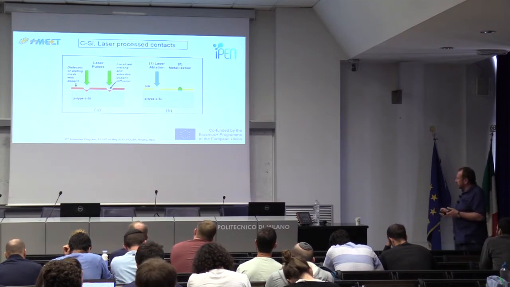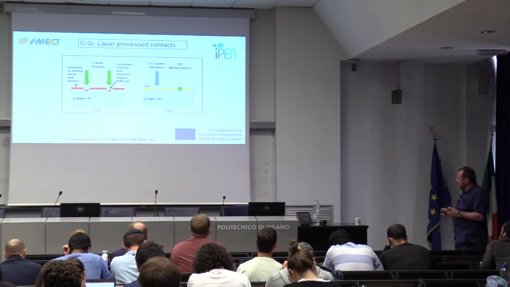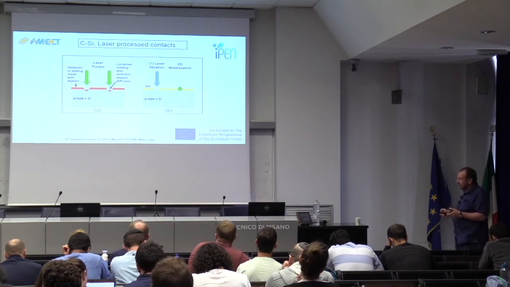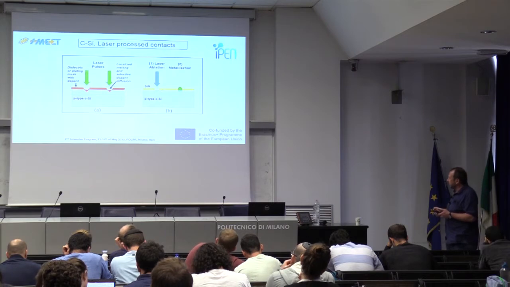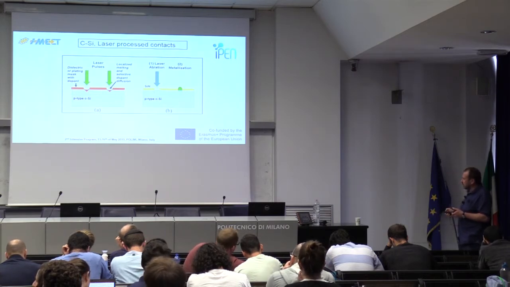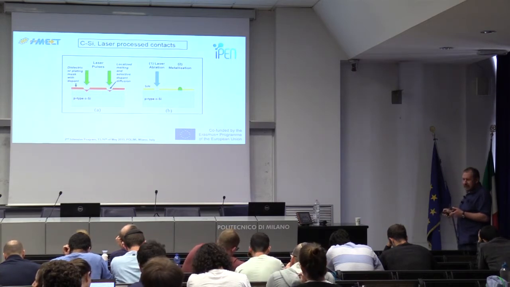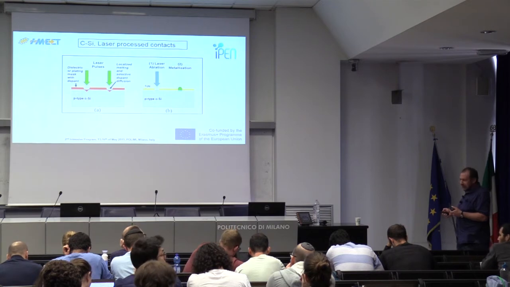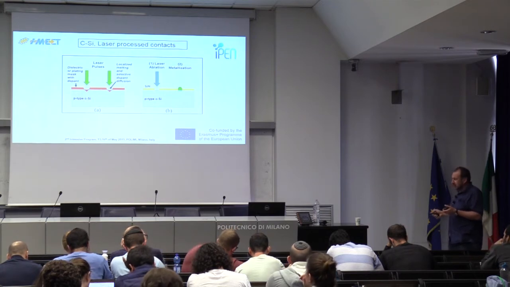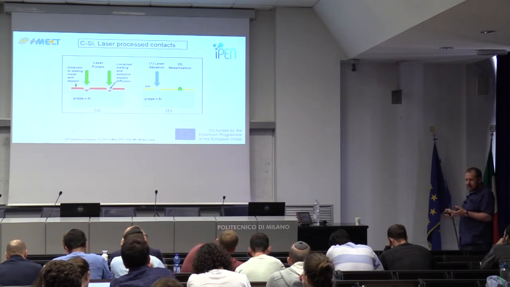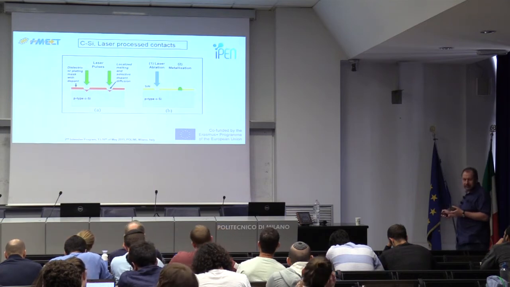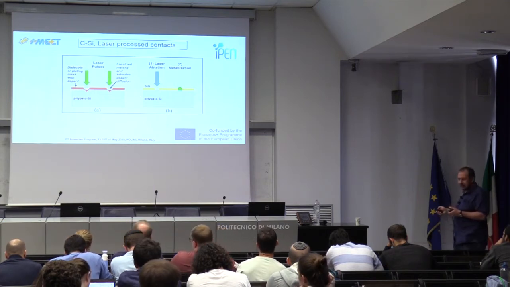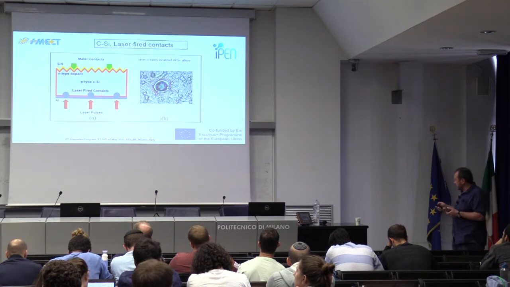Another way is to cut holes into silicon nitride, the anti-reflective coating, and fill them with metal. This can be done chemically. In this case, it is critical to use laser pulses which remove only the anti-reflection coating, which you remember is 70 nanometers thick, and it should not damage or melt the silicon. So this is a more critical case.